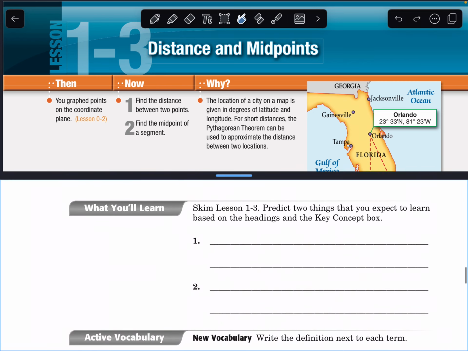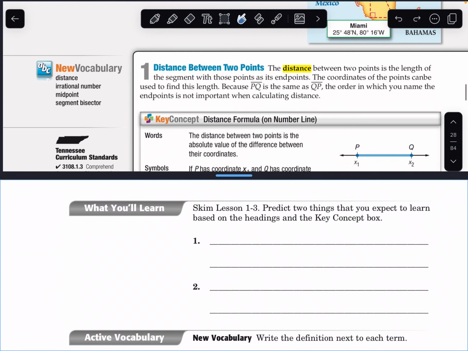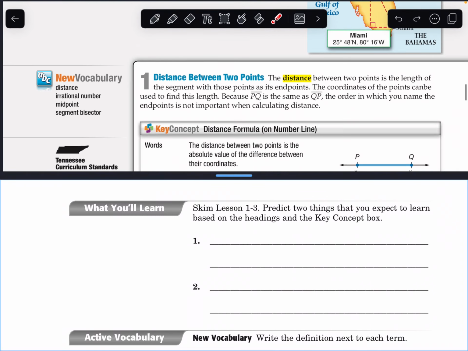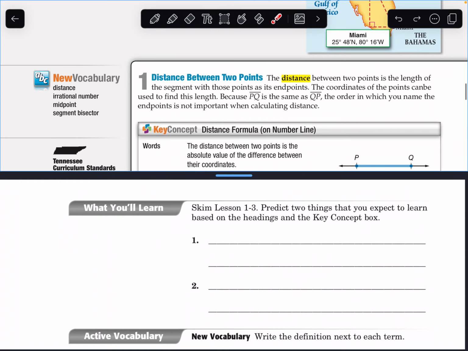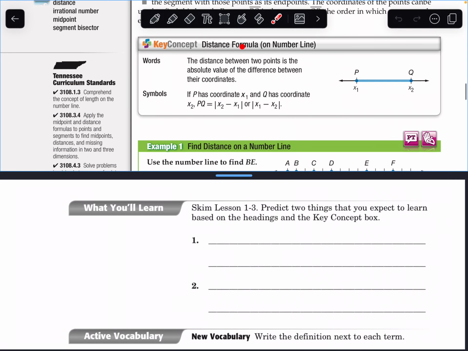Our first step is to look at what we'll learn. Here we will skim lesson 1.3, predict two things that we expect to learn based on the headings and the key concept box. So let's just scroll right on through. Look at the headings here. We have distance between two points. So I bet we'll learn something about distances. Key concept says distance formula, though on a number line.